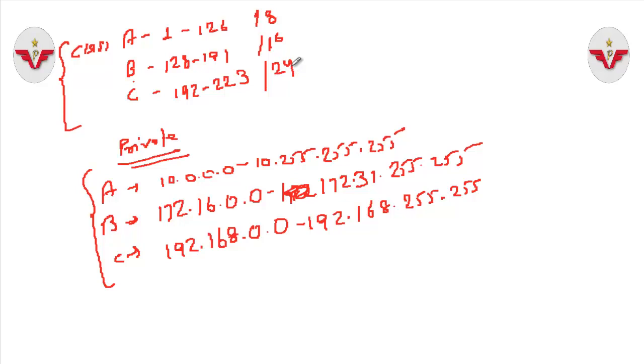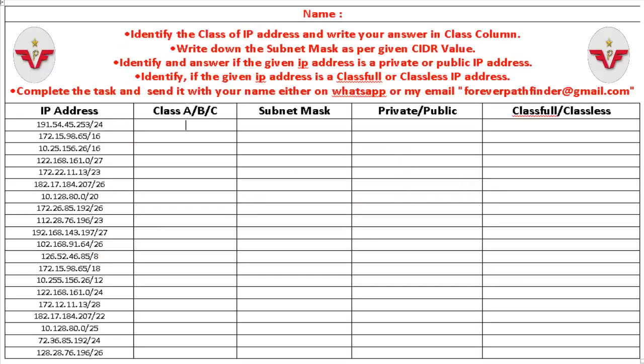Now let us check what would be the answer for each and every question. So here we go. The first question: the IP address we have is 191.54. As we can see, in the first octet it's 191, which means it is a class B IP address. Now the subnet mask: the CIDR value is 24, which means 255.255.255.0.